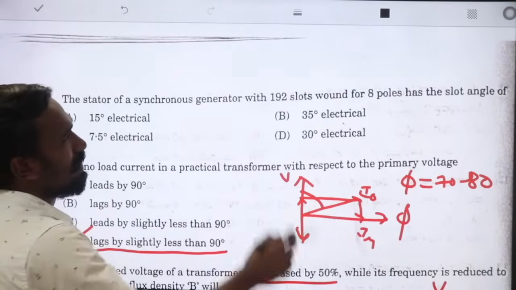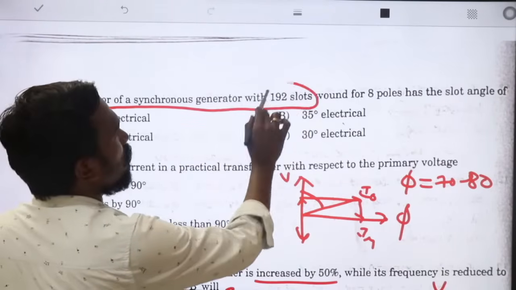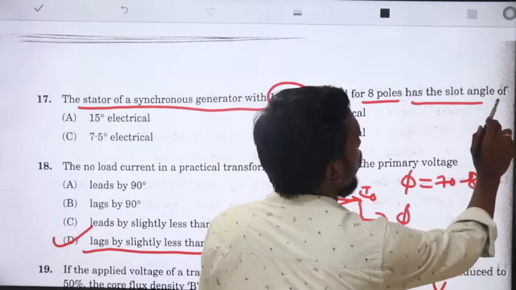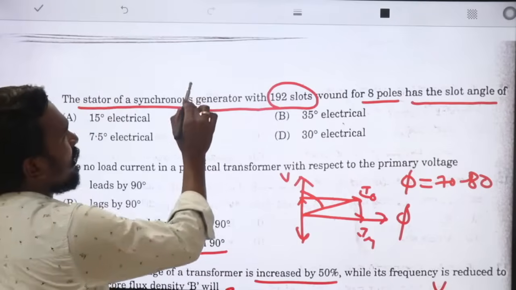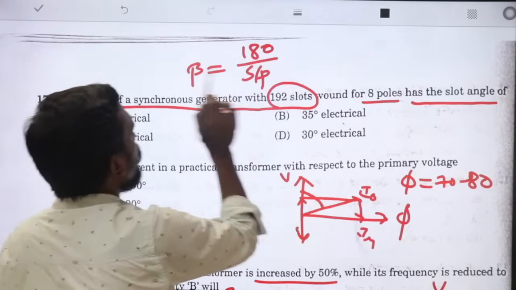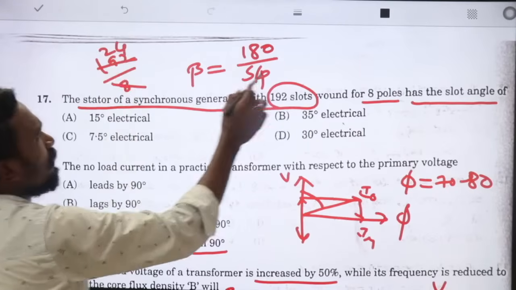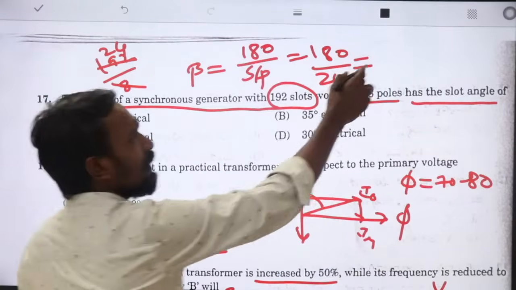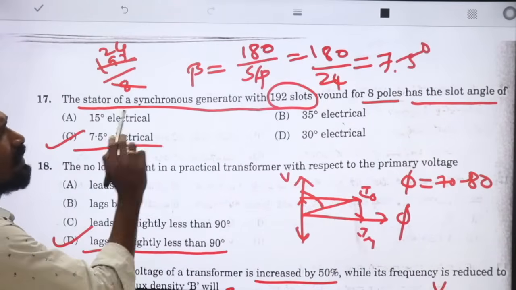Next, see how they asked a very easy question again. The stator of a synchronous generator having 192 slots, wound for 8 poles, has the slot angle beta equal to 180 upon slots per pole. Slots per pole is 192 upon 8. 8 ones are 8, 8 twos are 16 and 8 threes are 24, so that is 180 upon 24, which is 7.5 degrees. 7.5 degrees is the correct answer, one slot angle.